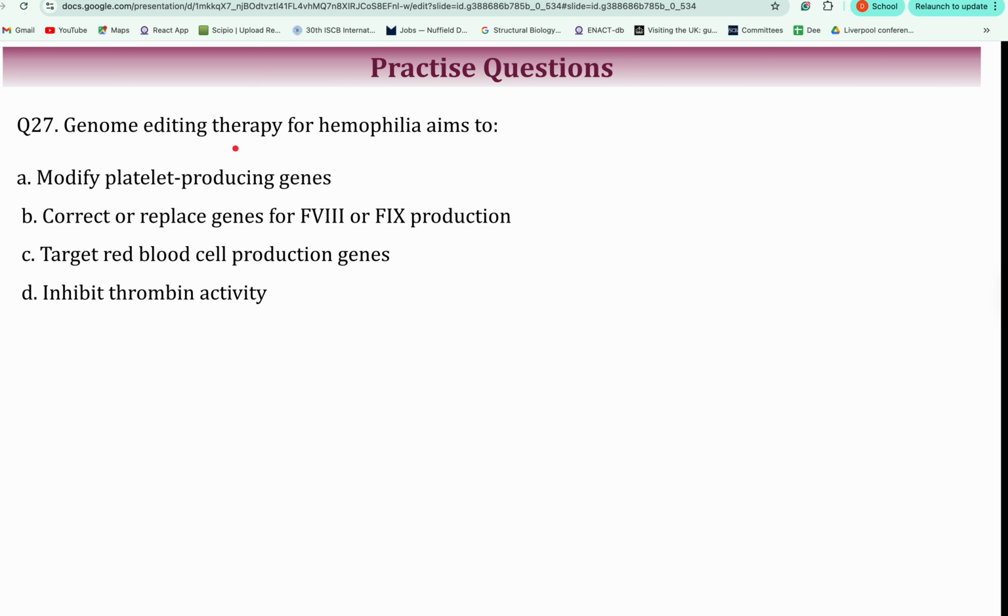Next question is genome editing therapy for hemophilia aims to option A, modify platelet producing genes. Option B, correct or replace the genes for factor 8 and factor 9 production. Option C, target red blood cell production genes. Option D, inhibit thrombin activity. So you need to tell that the therapy which we are using for hemophilia, what it aims to. So this is straightforward only because if you know how the hemophilia happens and what if treated then it can cure hemophilia, then you will be able to answer this.